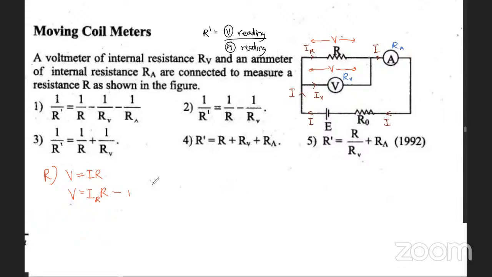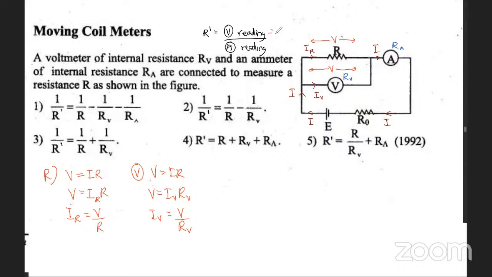I think this question is very simple, even though it looks complicated. You can make IR the subject here. IR is equal to V over R. And if you apply the same equation for the voltmeter, V equals IR, then the voltage across the voltmeter is V, current IV into RV. That means IV is equal to V over RV.